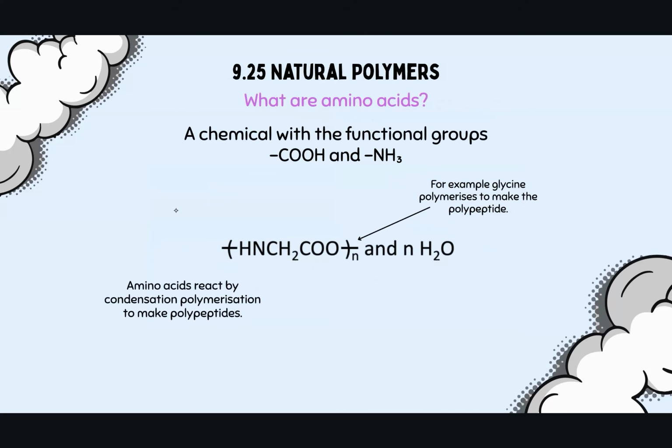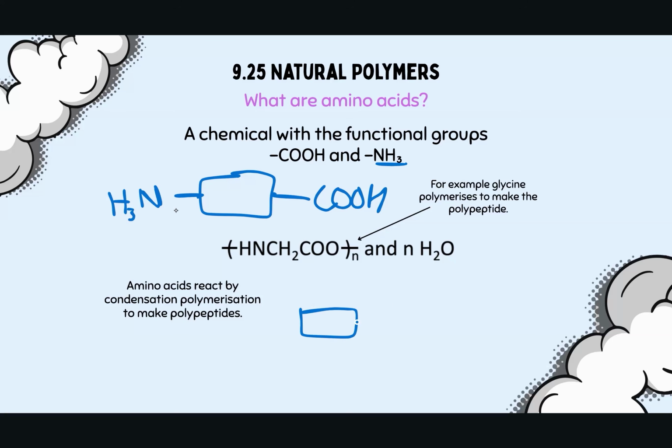Okay, amino acids. So if we say this is the amino acid, on one side of the amino acid, you've got a carboxylic group. And on the other side, you've got NH3, which is an amine group. So amino acids react by condensation polymerization to make polypeptides.